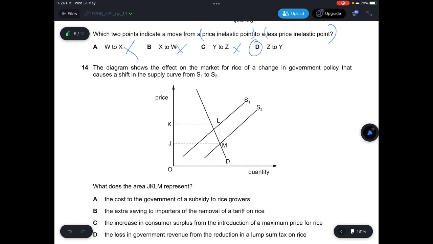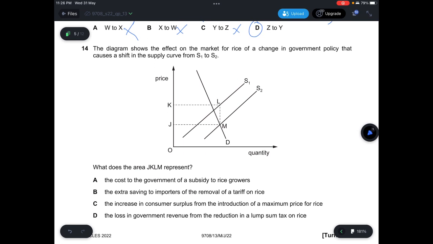Question 14, the diagram shows the effect on the market for rice of a change in government policy that causes a shift in the supply curve from S1 to S2. And what does the area JKLM represent? So a change in government policy, this could mean that there is a decrease in tax or there is an increase in subsidy provided by government. So let's look at the options that we have here.